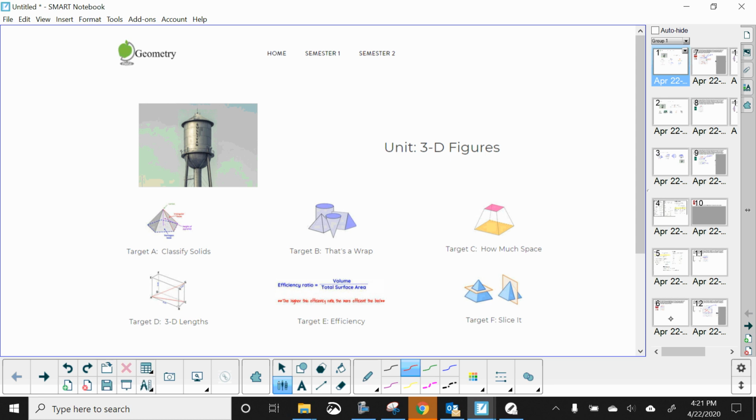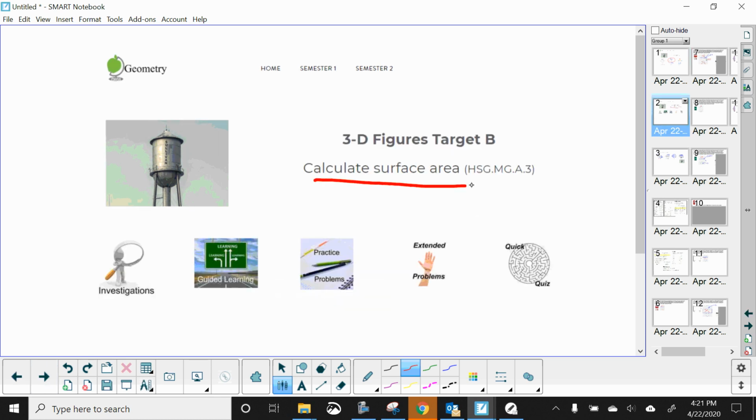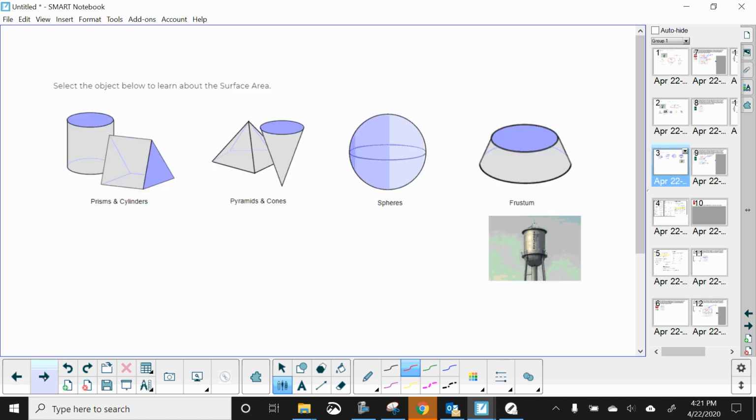We are working with 3D figures. We are now in target B, which is kind of the wrap or surface area of things. Let's take a peek at that. That's calculating the surface area. That's target B. We're going to look at the guided learning if you're looking at the Digi.